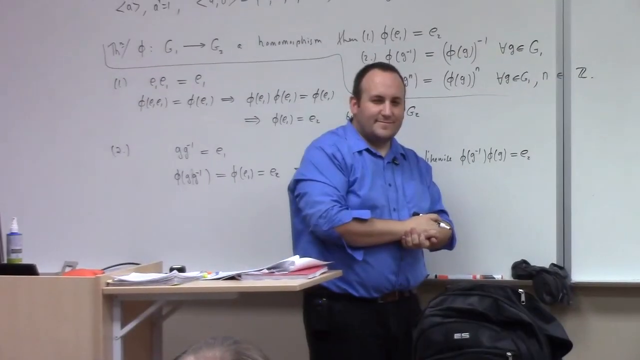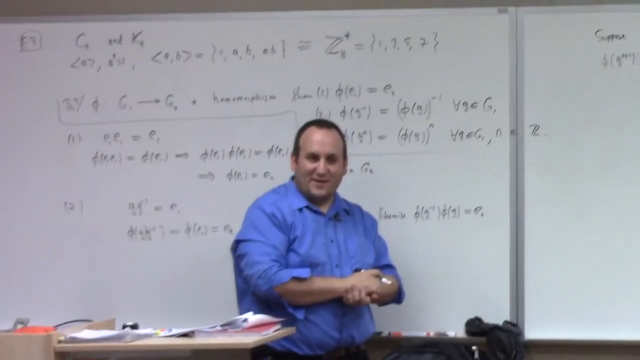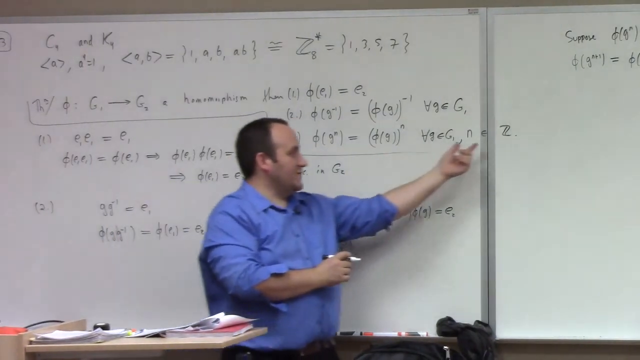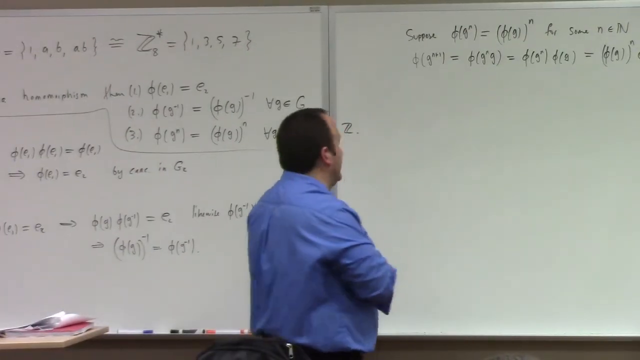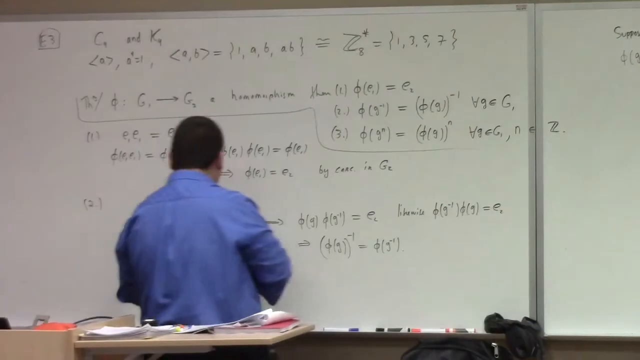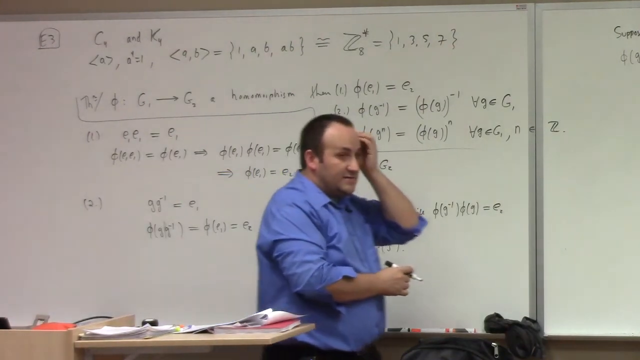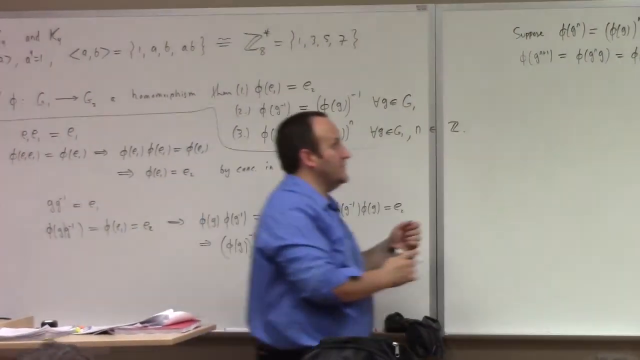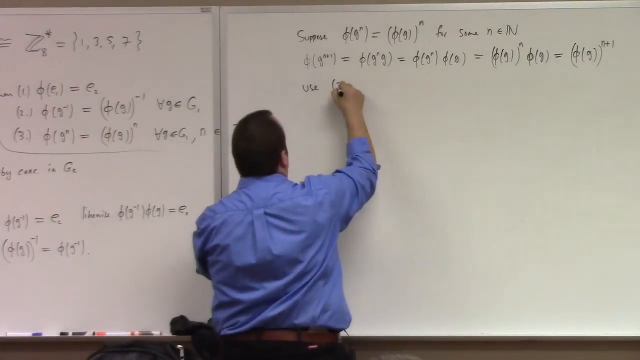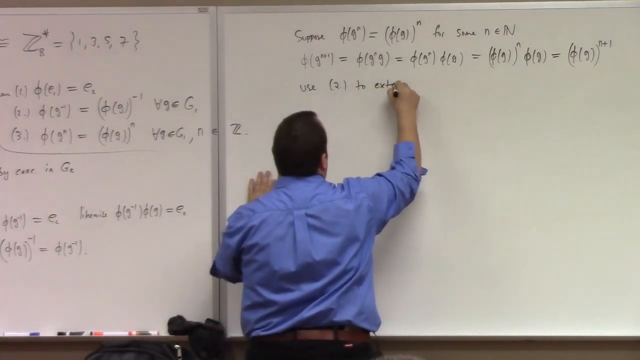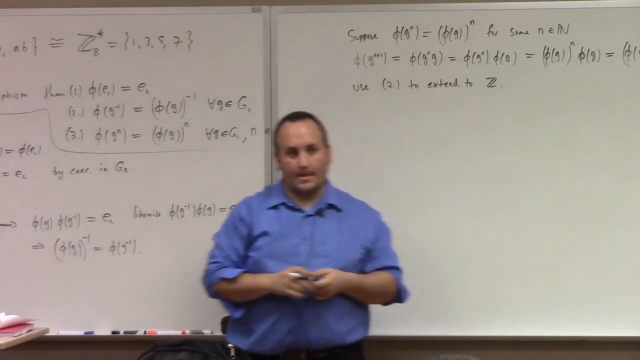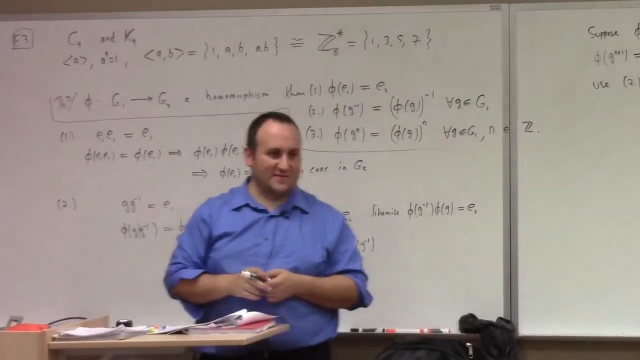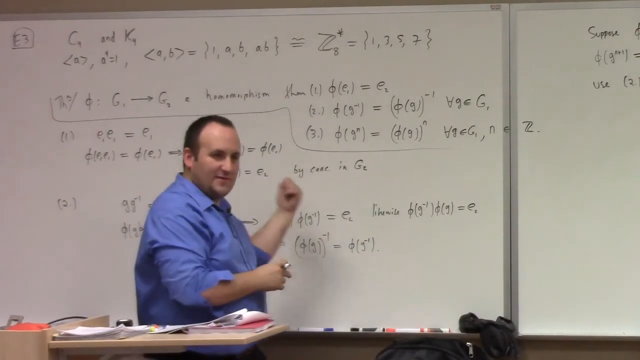I just can't do that in a minute. What about negative n, right? Because I don't want this just for positive n, I want this for all n in the integers. So how do we get negative n? Combine it with the result from 2. If we combine with 2, then we extend to negative n. So use 2 to extend to the integers. In the case where n equals 0, that's just part 1. Right, n equals 0 is also just clear.